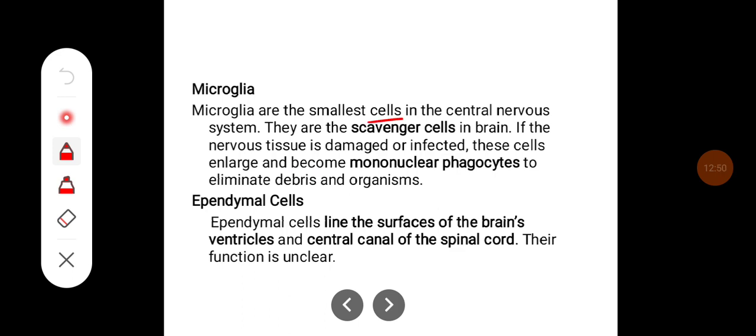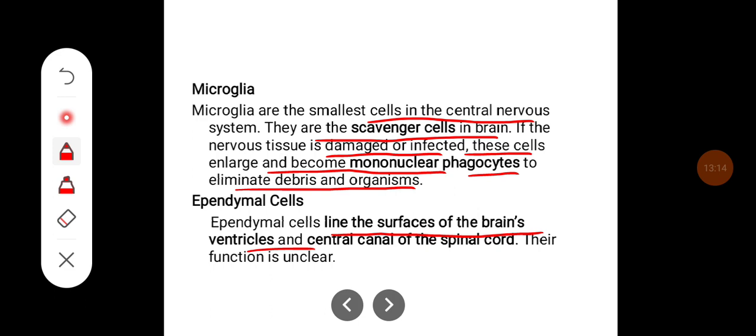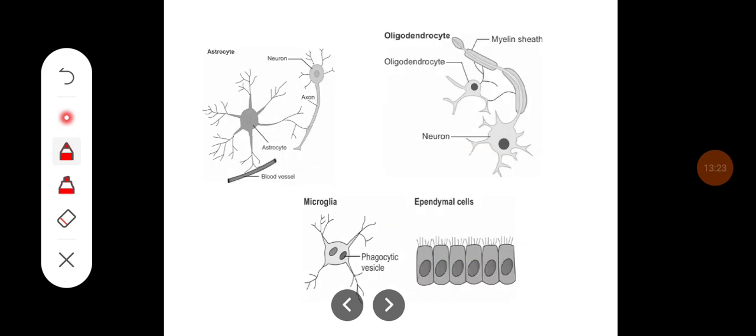Microglia are the smallest cells in the central nervous system. They are the scavenger cells in the brain. If the nervous system is damaged, or nervous tissue is damaged or infected, these cells enlarge and become mononuclear phagocytes to eliminate debris and organisms. The ependymal cells line the surfaces of the brain's ventricles and the central canal of the spinal cord, and their function is unclear. They are another type of neuroglial cells in the central nervous system.